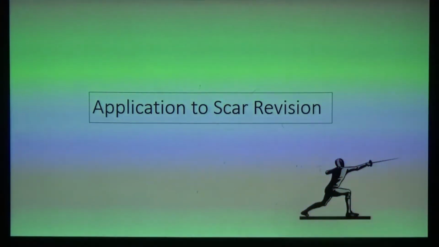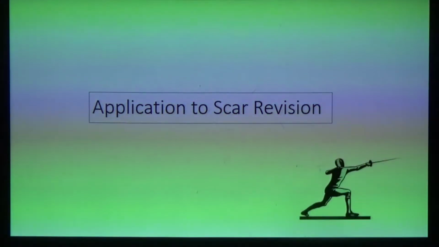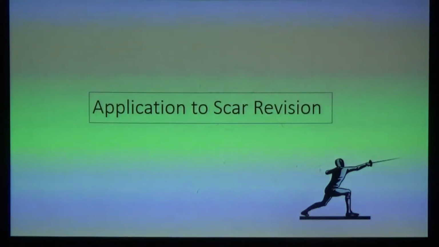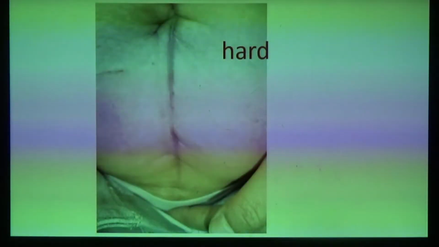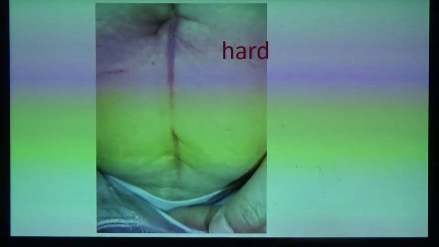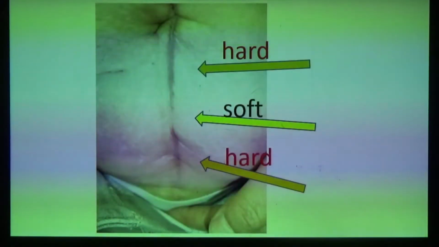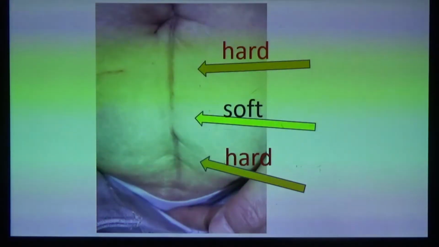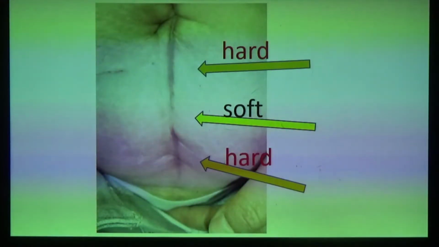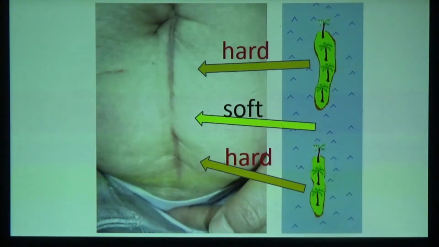Using similar considerations, our technique can provide a solution to a clinical question encountered when performing scar revision. We occasionally need to treat this kind of scar, where hard scar tissue is interrupted by a soft part. This structure is similar to two islands in the sea. The islands correspond to hard scars, and the sea corresponds to soft tissue in between.